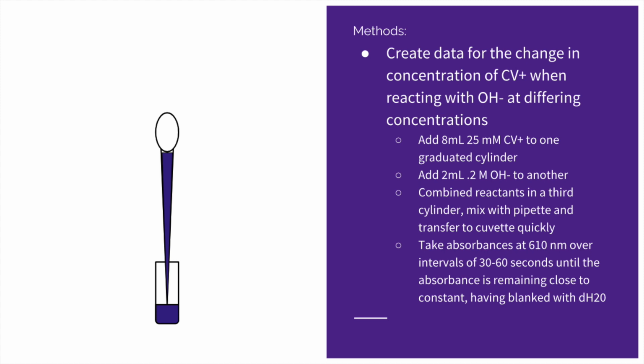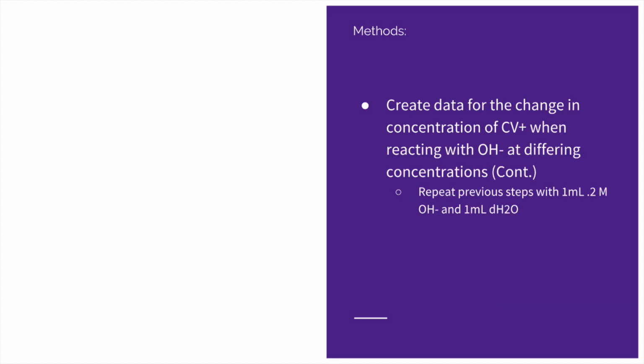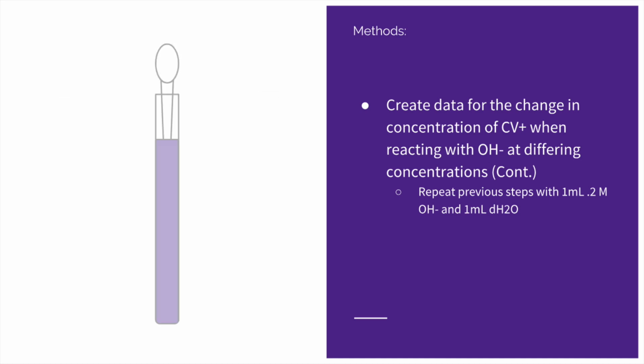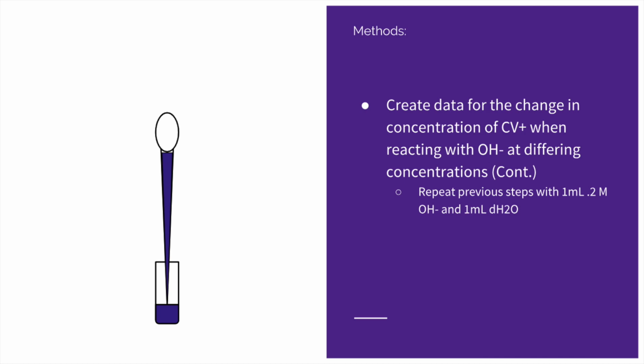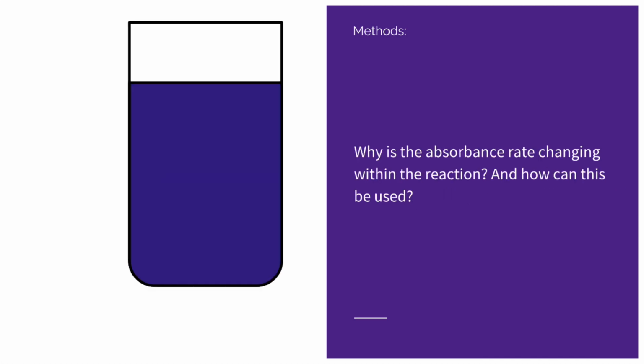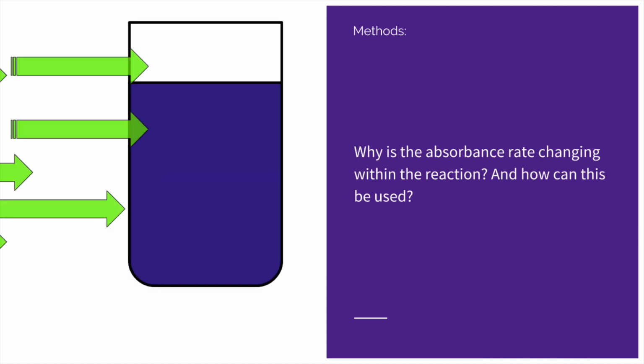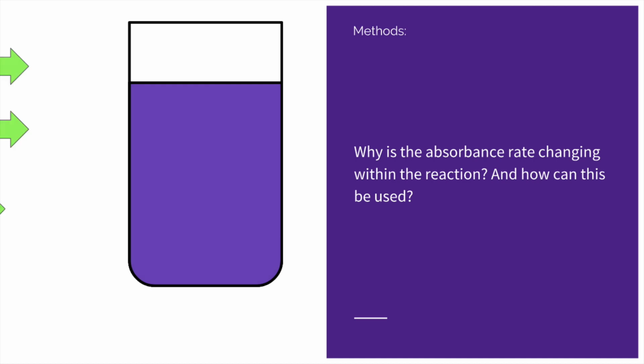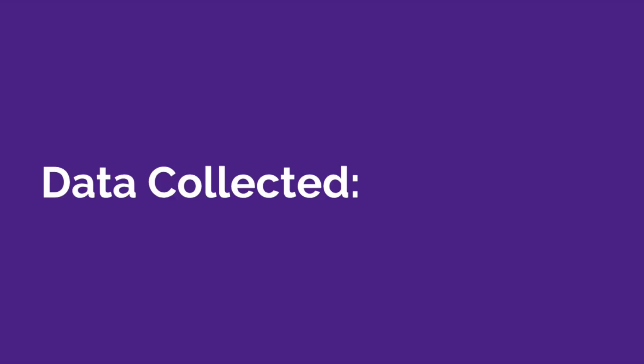This colorimeter should have been blanked with distilled water as well. Once all that data has been collected, repeat the steps with 1 milliliter of hydroxide and 1 milliliter of distilled water in place of the 2 milliliters of hydroxide. What you'll find as you record absorbances over time is that the absorbance will begin to decrease. As the reaction progresses, the solution gets lighter and lighter, allowing more light to pass through that was once previously absorbed by the colored crystal violet solution.